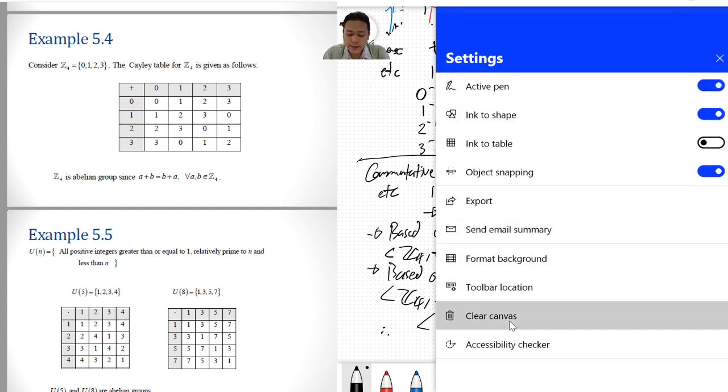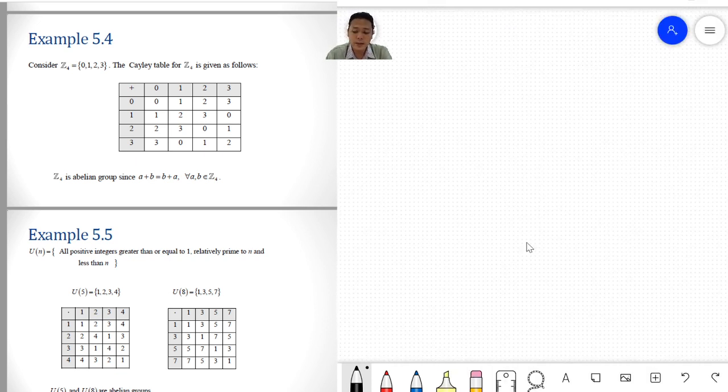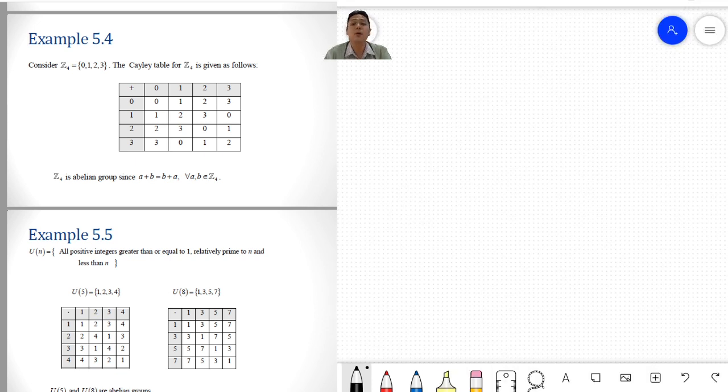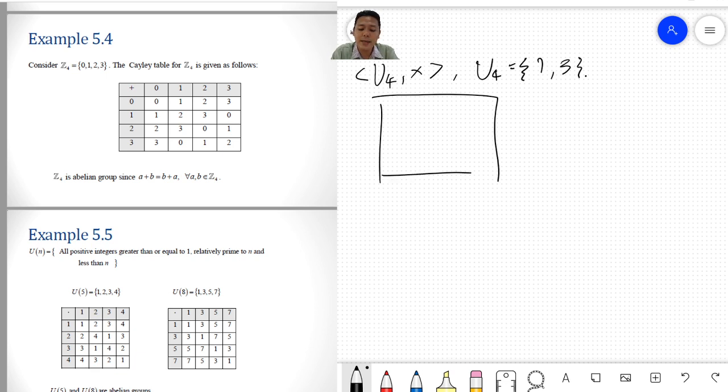We do another example, one more. This time I want to involve a small one first, which is U4 under multiplication. Determine whether it is a group or an abelian group. Again, U4 consists of integers greater than or equal to 1 which are relatively prime with n. For this case, relatively prime with 4, up until an integer which is less than 4. So U4 consists of 1 and 3, and this time you need to do a Cayley table to represent the multiplication part.